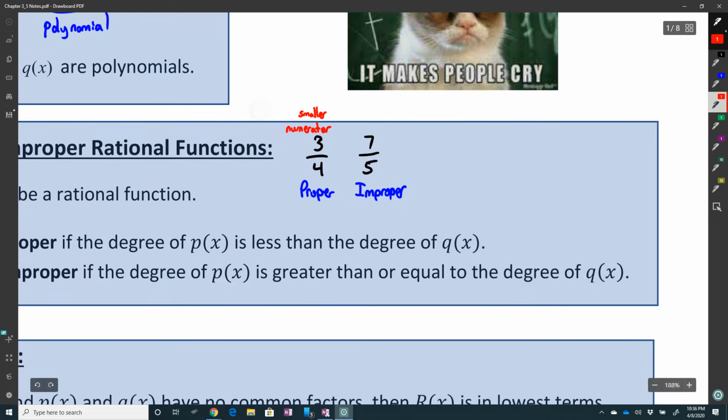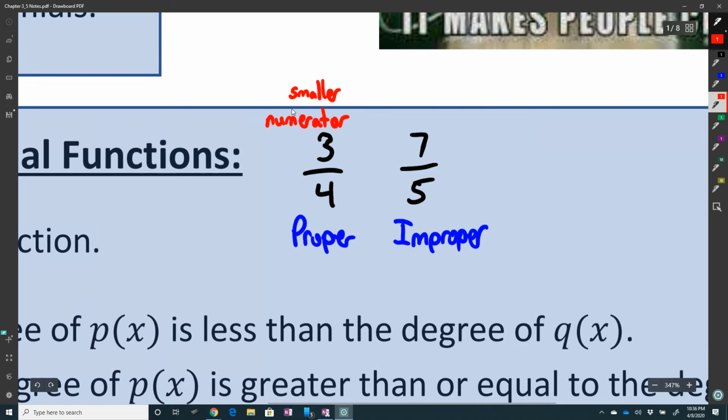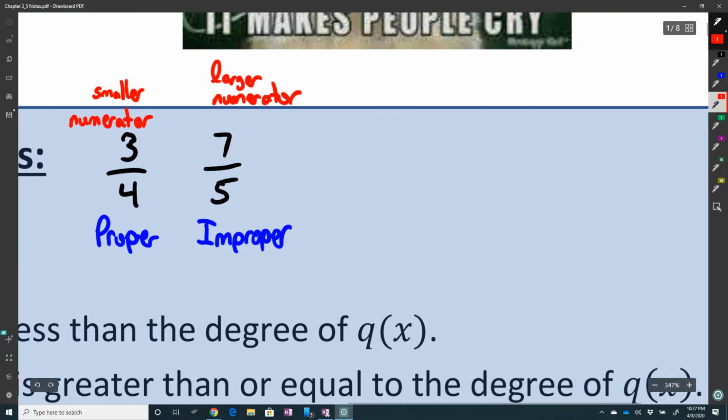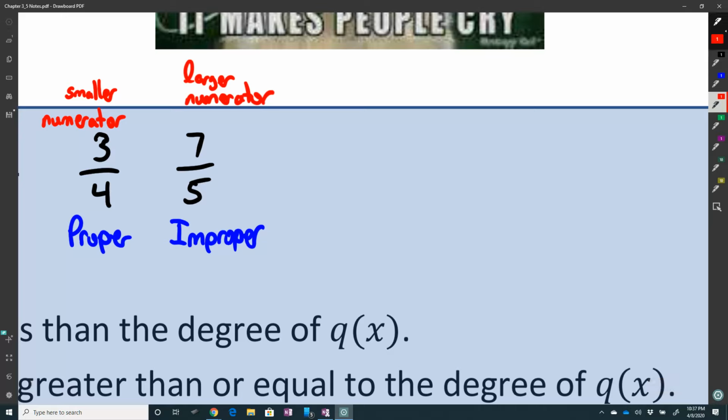Okay, so smaller numerator. Improper means that it has a larger numerator. And when I say smaller, I mean smaller than the denominator. So 3 is smaller than 4, so it's proper. 7 is bigger than 5, so it's improper. Improper makes it sound like it's bad, but in math, we actually prefer improper fractions. The only time we like proper is whenever we're dealing with measurements or answering a word problem. But anyway, so here I'm going to go ahead and write two things out.